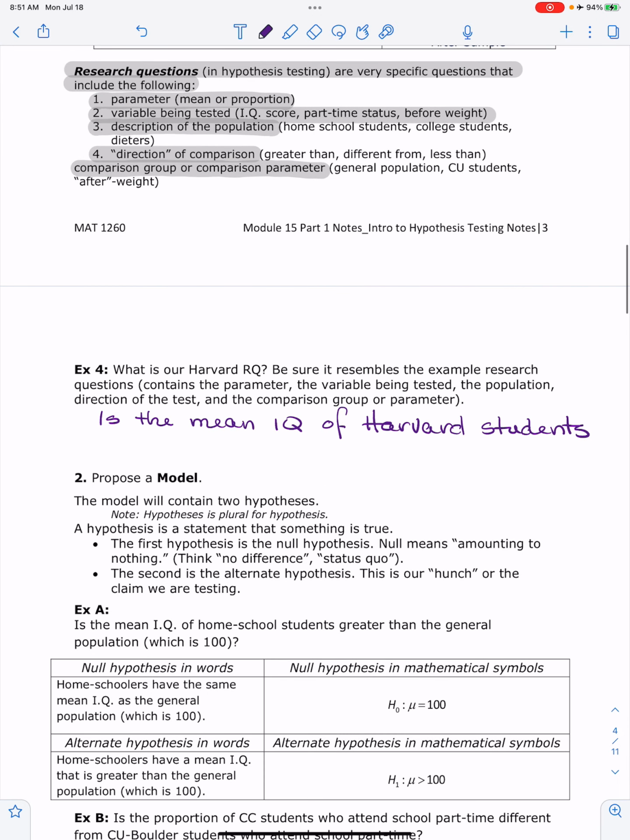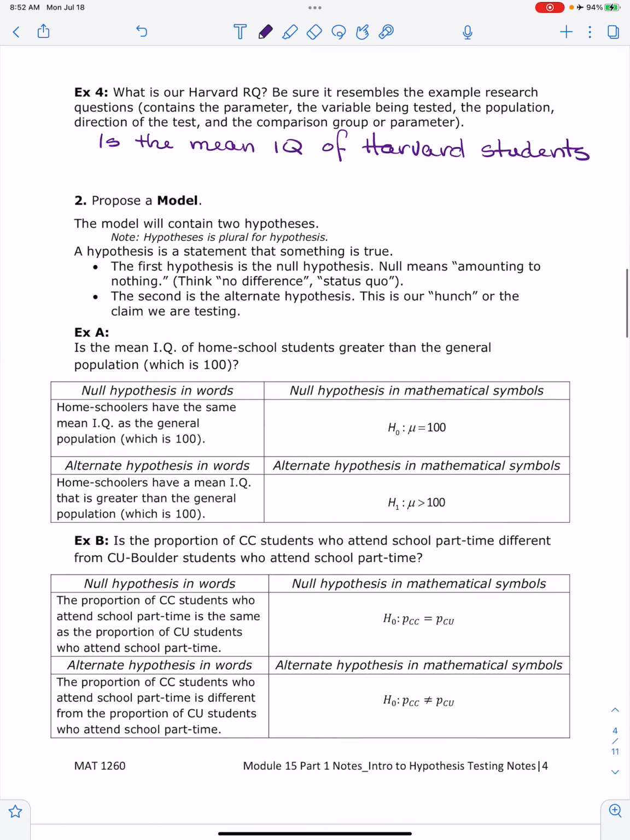So I have got the parameter right here, number 1. We're talking about mean IQ, it's a mean. We've got the variable, it's the IQ, so there's a mean IQ. Our population here, Harvard students. The direction of comparison and who we are comparing to is what I have left.